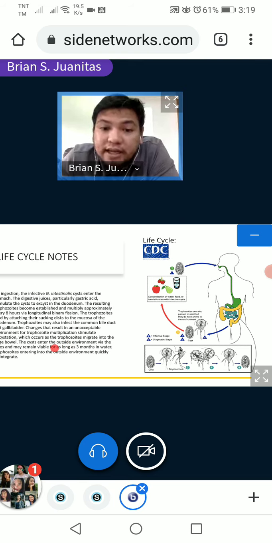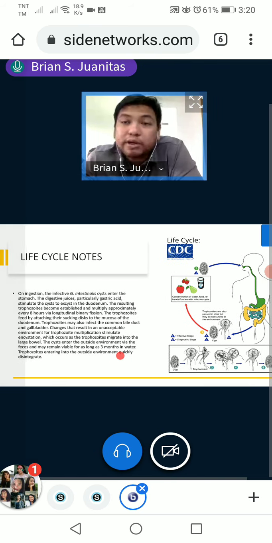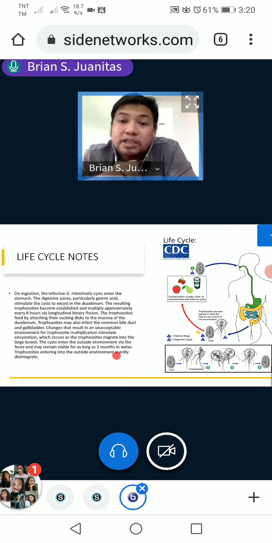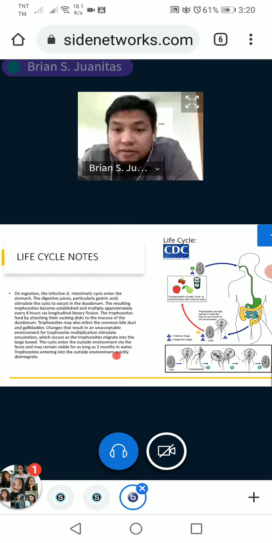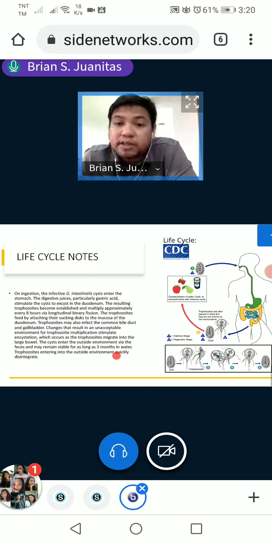In its cyst form, class, it will remain viable for as long as 3 months. That is how long Giardia intestinalis can live in its cyst form, up to 3 months. Okay? In its trophozoite form, class, upon entering the outside environment, it will quickly disintegrate. That is why it needs to return to cyst morphology to survive outside. In the outside environment, in a cyst form, it is alive for up to 3 months. But if it comes out as a trophozoite, of course, it is still going to die immediately. Okay?